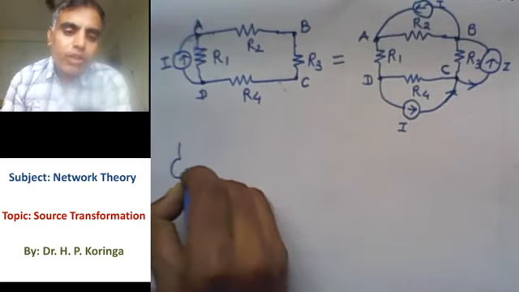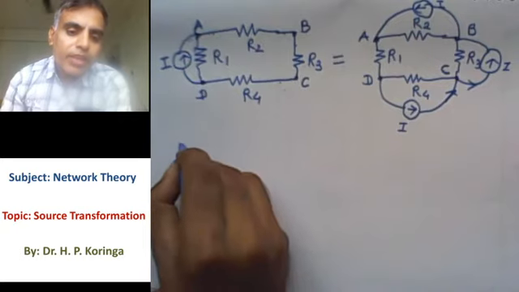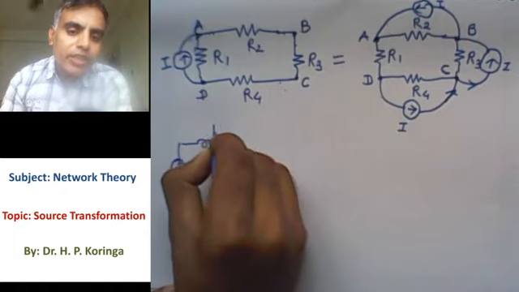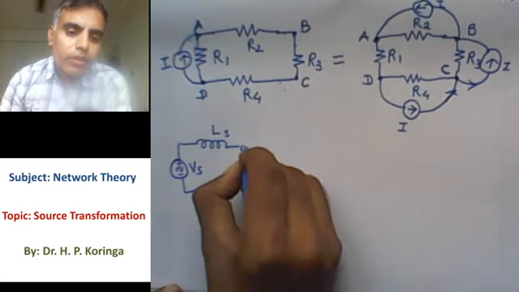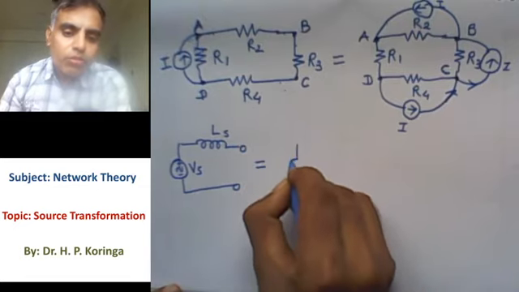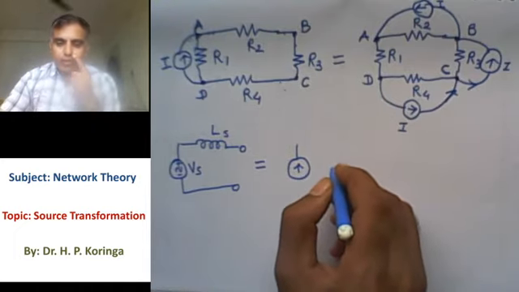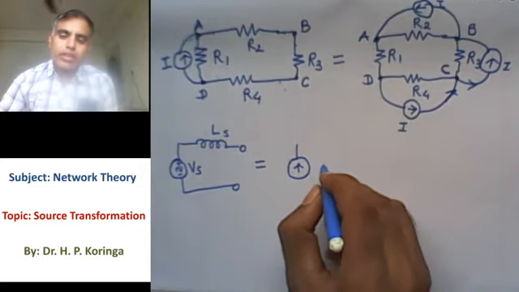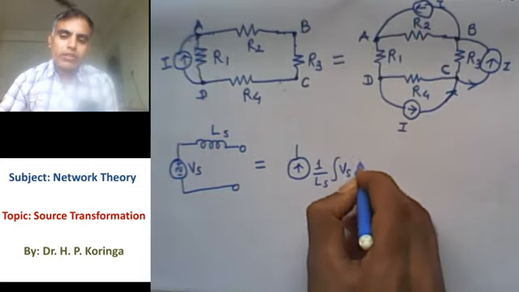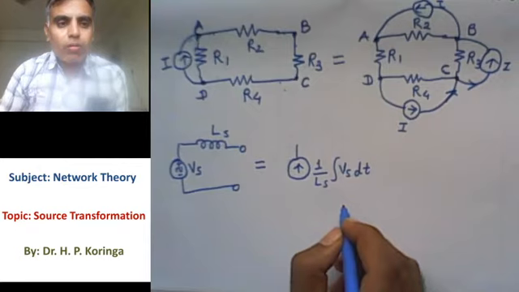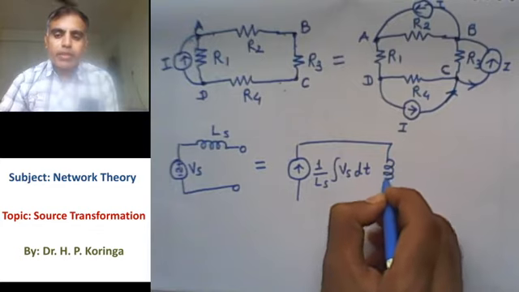Suppose any voltage source has a series inductor LS, then it can be replaced by a current source. So we have to substitute the current equation of the inductor. How to write the current passing through the inductor? It is 1 upon L integration of voltage. This is the current equation of the inductor IL, right? And the same value inductor we have to connect in parallel.